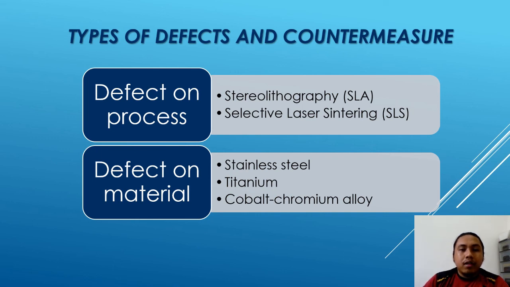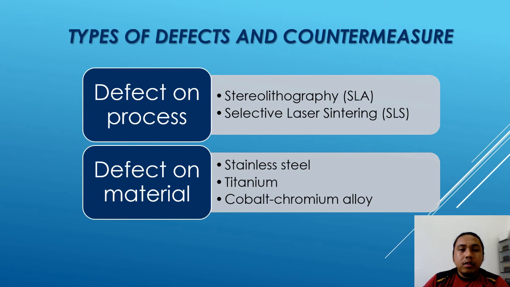The next process is selective laser sintering (SLS). Different from SLA, which uses liquid resin as its raw material, SLS uses powder material as its raw material that is fused to become a mesh with a 3D form created through CAD software.